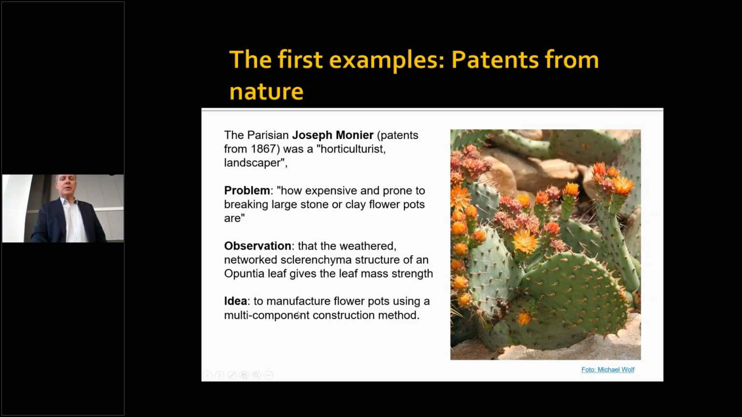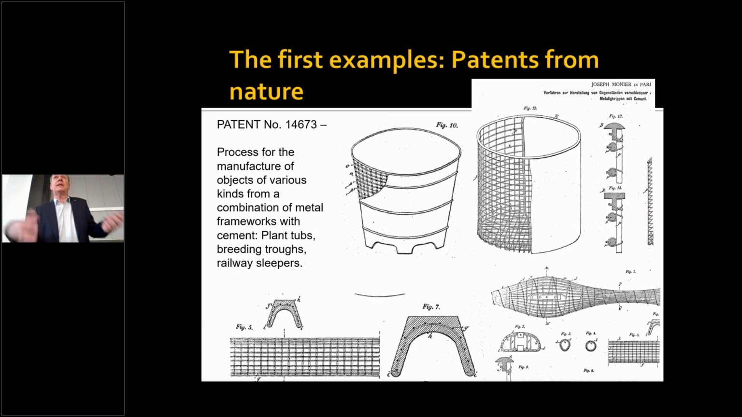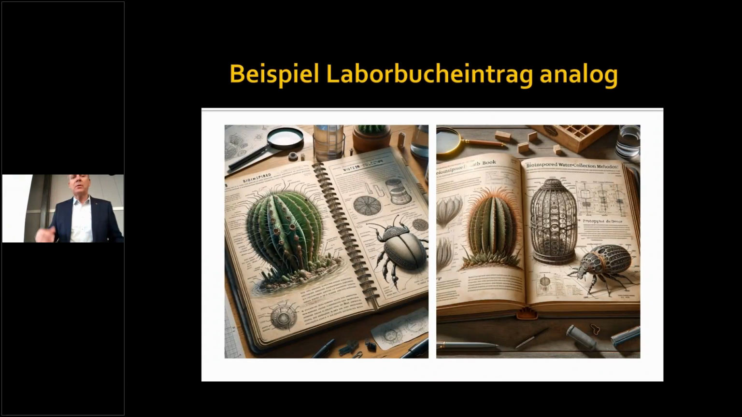And so he had the idea to manufacture flower pots using a multi-component construction method. And here is his patent. The patent is on, what is it in English, the reinforced concrete, or in German, Stahlbeton. He was the inventor of Stahlbeton, and this was a revolution to architecture. Many buildings are made of this reinforced concrete, but also these plant vessels, or things for the railways and so on.